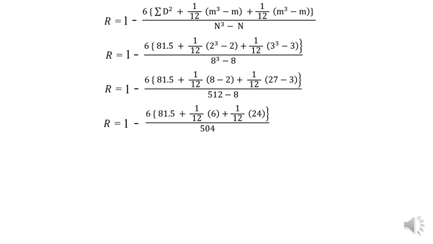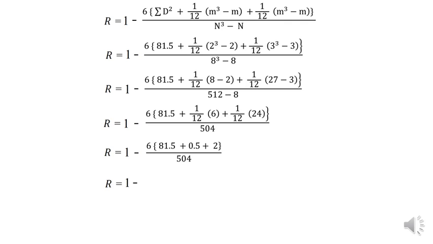Different means nearest answer, you will get confused. Therefore you do it like this: 1 into 6, 6 divided by 12, that is 6 ones are 6, divided by 12, 6 by 12, 0.5. Similarly 24 into 1 divided by 12, 24 by 12 equals 2. So we find that 1 minus 6 into (1.5 plus 0.5 plus 2) whole divided by 504.